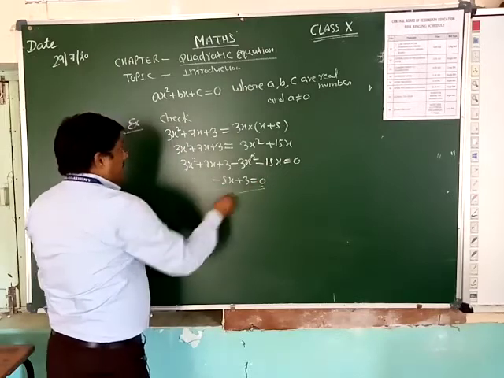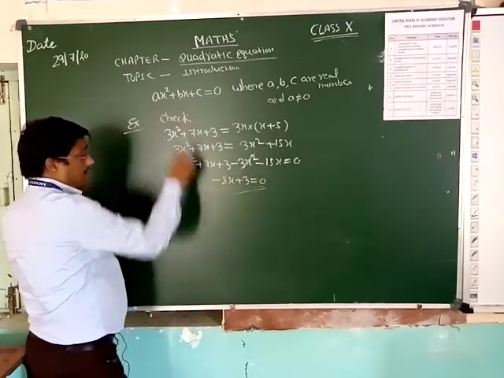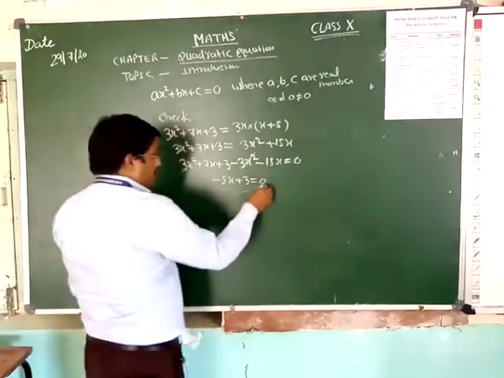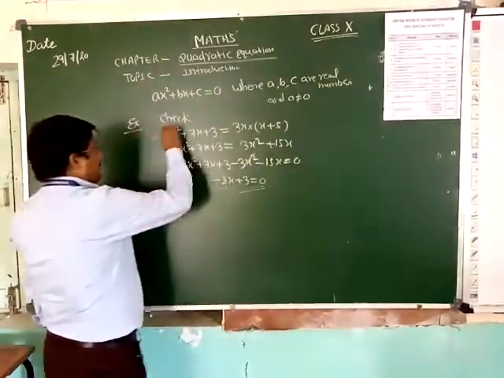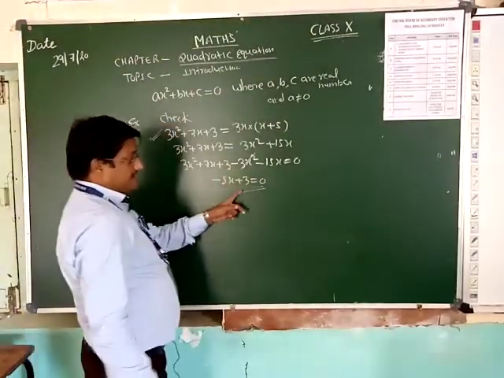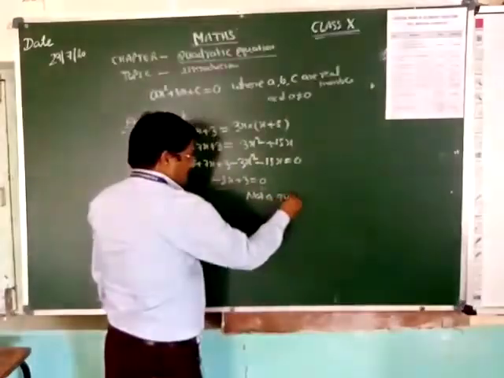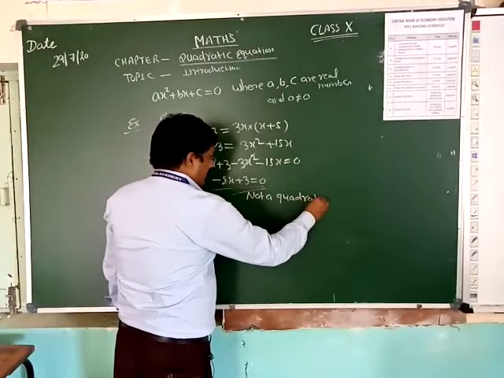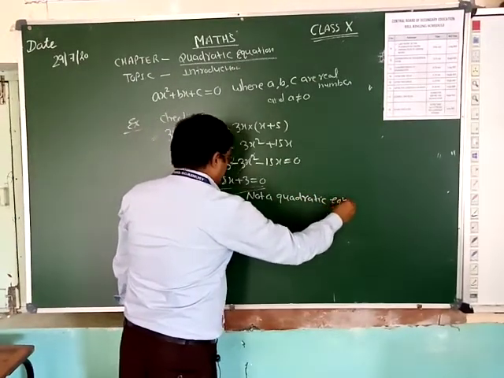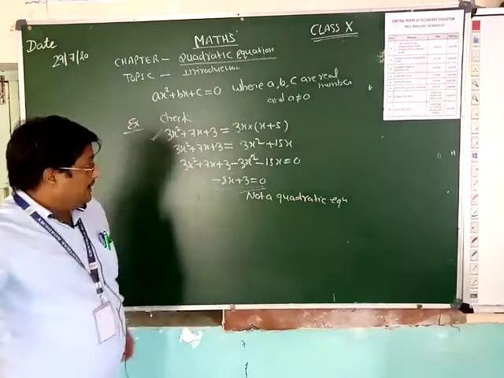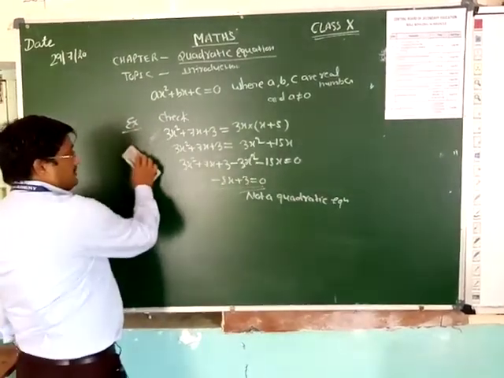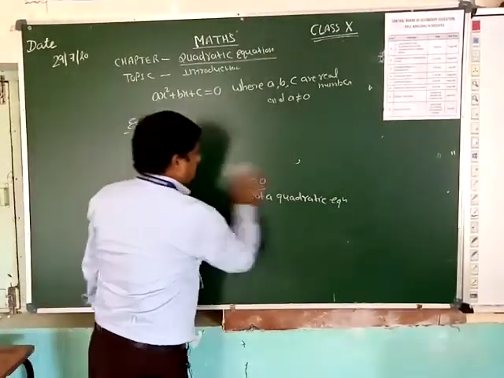This equation is not in the form of ax square plus bx plus c, therefore it is not a quadratic equation. Minus 8x plus 3 is not a quadratic equation. Now again, check by using another example.